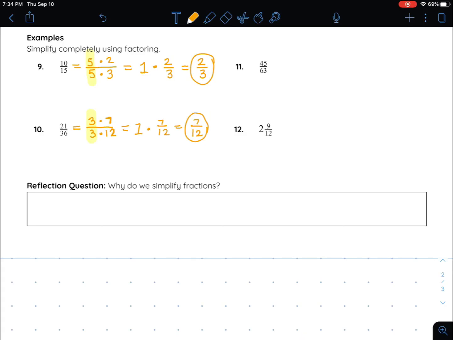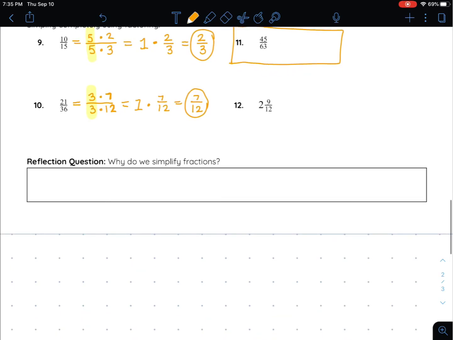And I am going to actually save this question right here as part of our warm-up for Monday. Okay? So you'll see that one again. Okay? And just right here at the end, why do we simplify fractions? I'm going to have you guys answer that right now in the Edpuzzle, okay?